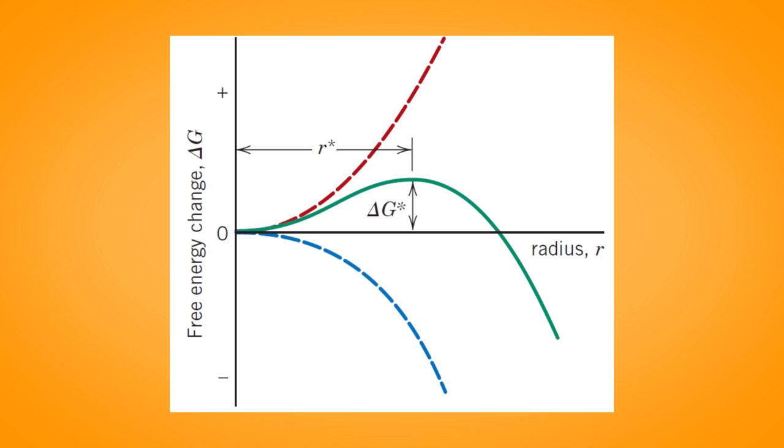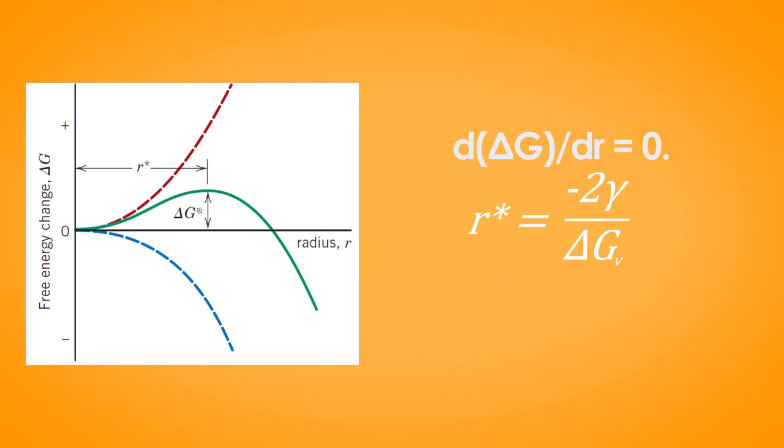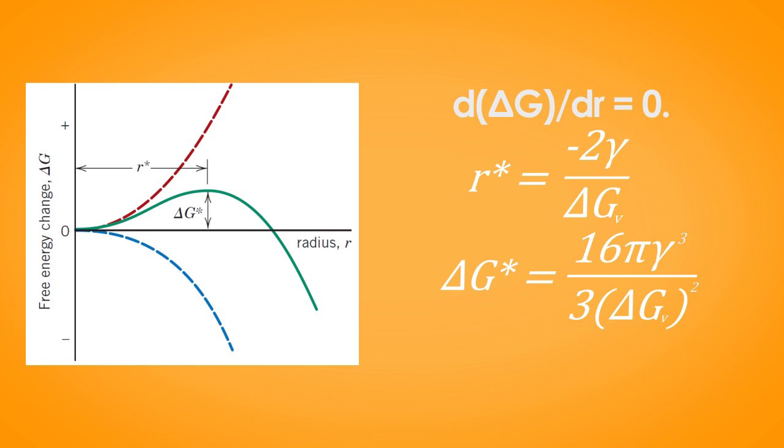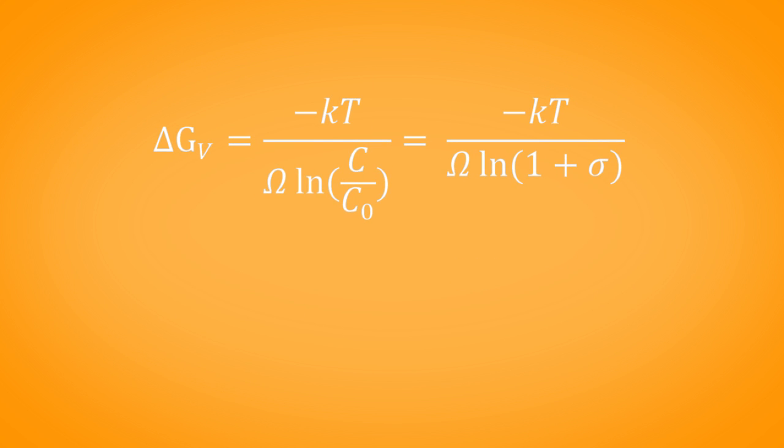These values can be obtained by getting the slope of the graph at the maximum point, which is d delta G over dr equals 0. The resulting values are, from this equation, it is shown that the free volume energy change is a function of temperature, which consequently means that R star and delta G star are also functions of temperature.